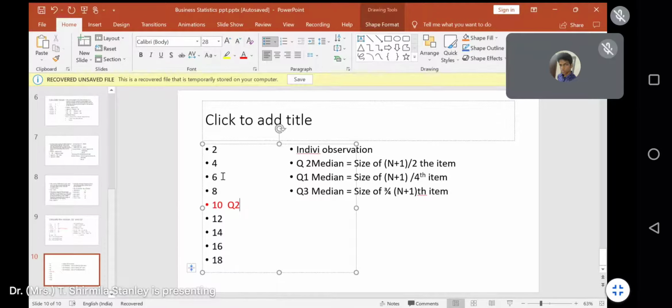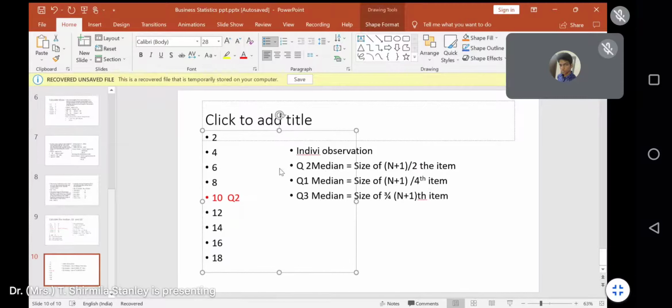So it will lie somewhere here, right? And then the Q3 will lie somewhere between 14 and 16. This will lie between 4 and 6. Okay. Let's try to find out and tell me. Q1, what's the answer you're getting?